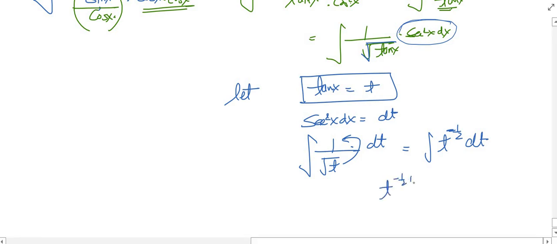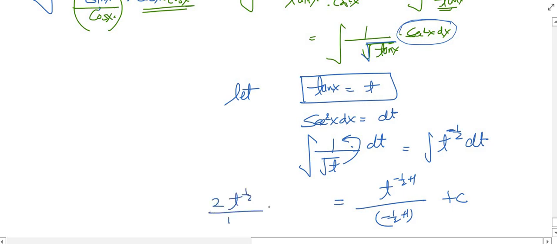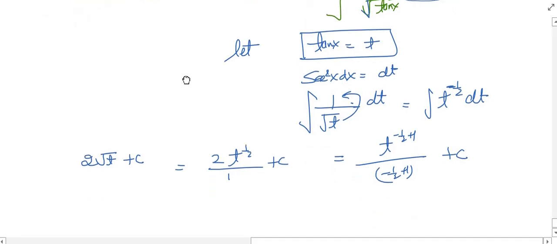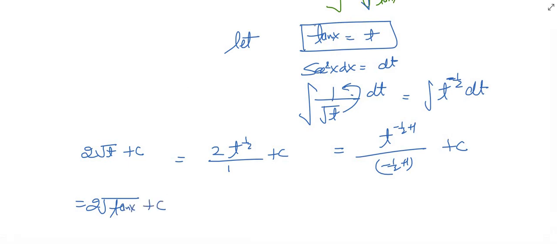It is t raised to power minus half plus 1 by minus half plus 1 plus c. Correct? So what we can write here is t raised to power half by 1 by 2 plus c, which is 2 root of t plus c. And what is t? T was tan of x. So the answer is 2 root tan x plus c. Okay, I hope you got it. This is my final answer.